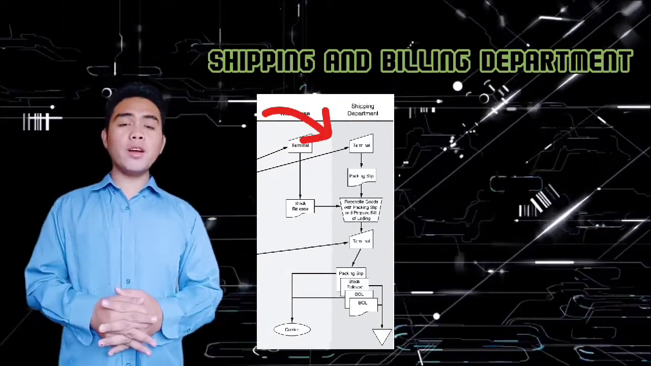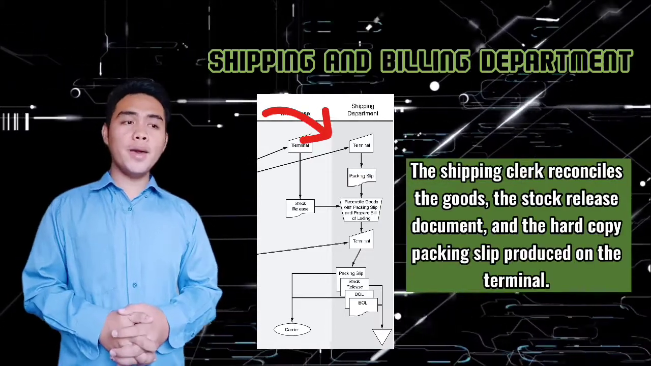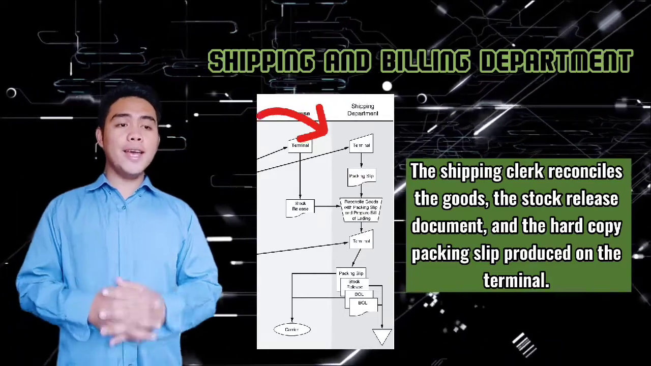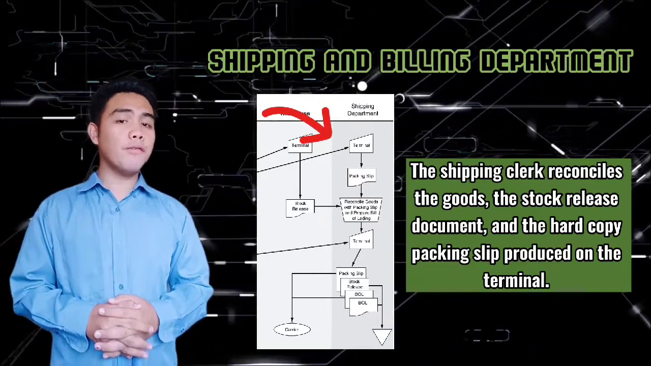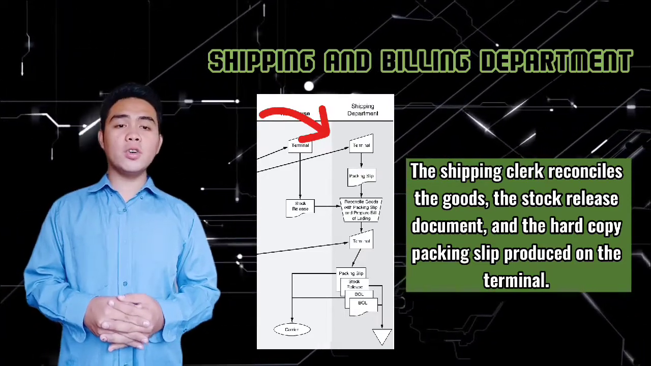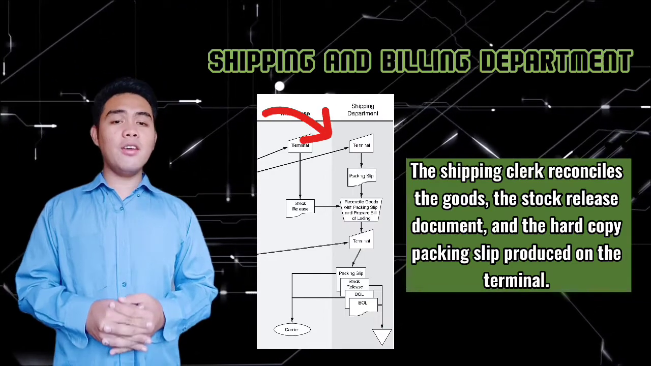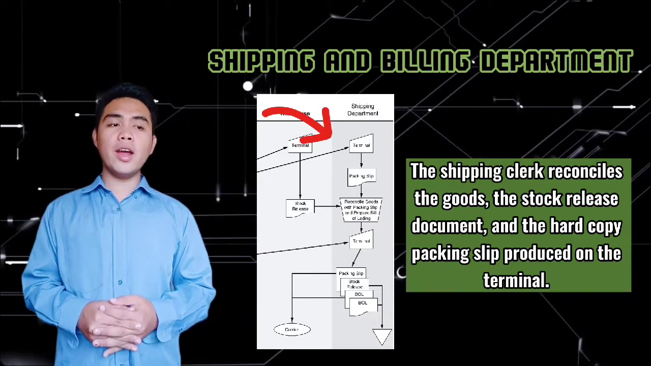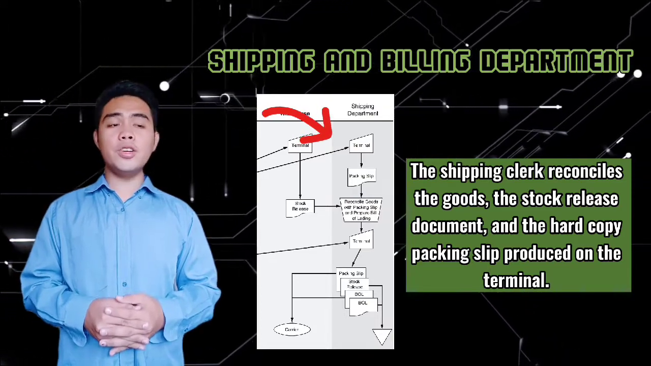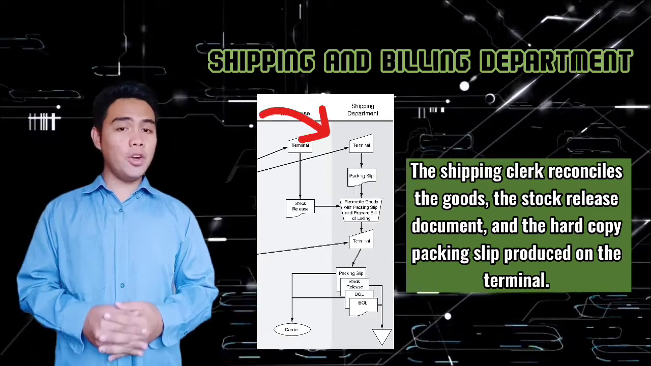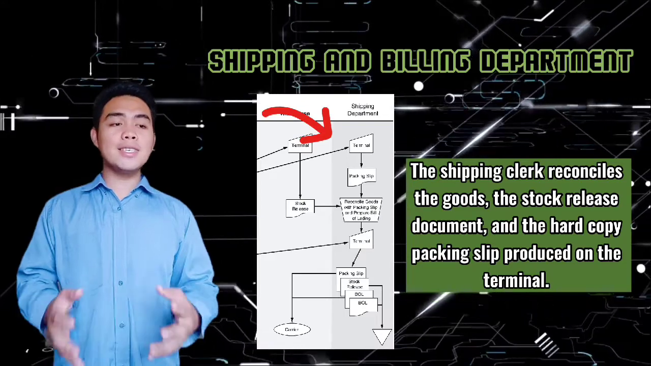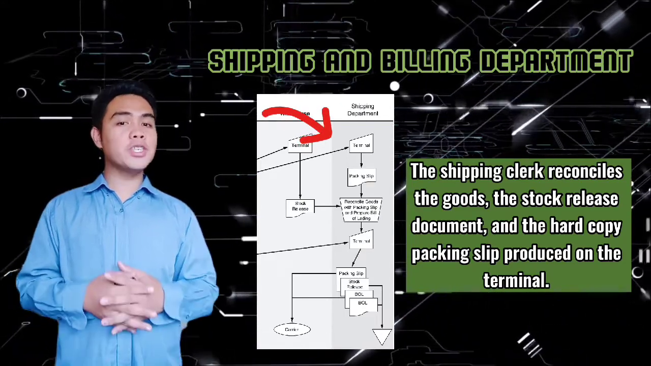The shipping clerk reconciles the goods, the stock release document, and the hard copy packing slip produced on the terminal. The clerk then selects a courier and prepares the goods for shipment. From a terminal, the clerk transmits a shipping notice containing invoice, date, and carrier information to create a shipping log record of the event. The transaction record is removed from the open sales order file and added to the sales invoice file. Finally, drawing from the data in the customer file, the system automatically prepares the customer's bill.